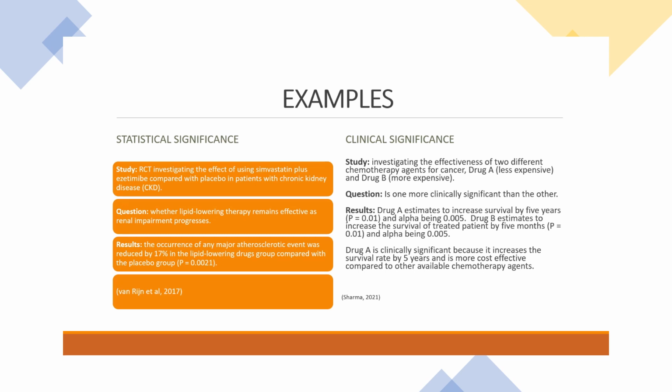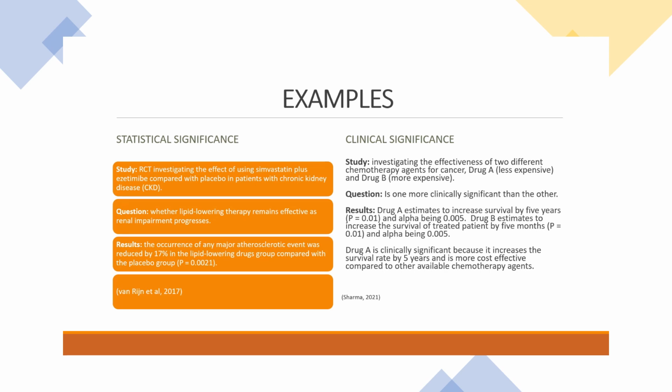The second study is of clinical significance. So this was a study done on two different chemotherapy agents for cancer. So the first study estimates to increase the survival of treated patients with drug A, which is a less expensive drug. It increased the survival rate by 5 years. The second study utilizing drug B, which is a more expensive chemotherapy agent, estimated to increase the survival rate of treated patients by 5 months.